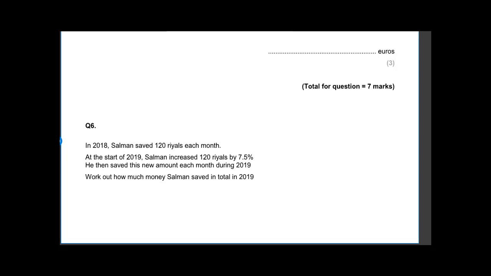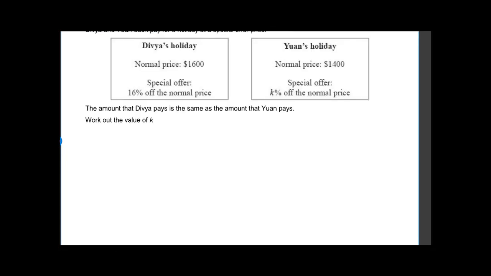Salman saved 120 riyals a month in 2018. At the start of 2019, he increased 120 riyals by 7.5%. How much did he save in total? I mean, do you want me to do that? That's easy. I'm not even doing that. Alright, here we go.